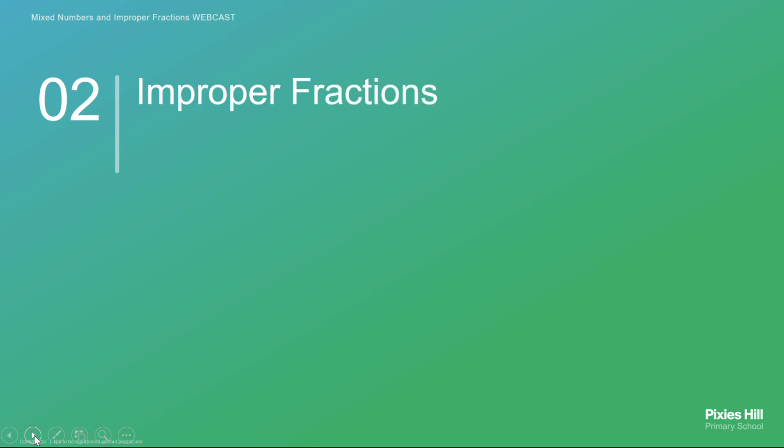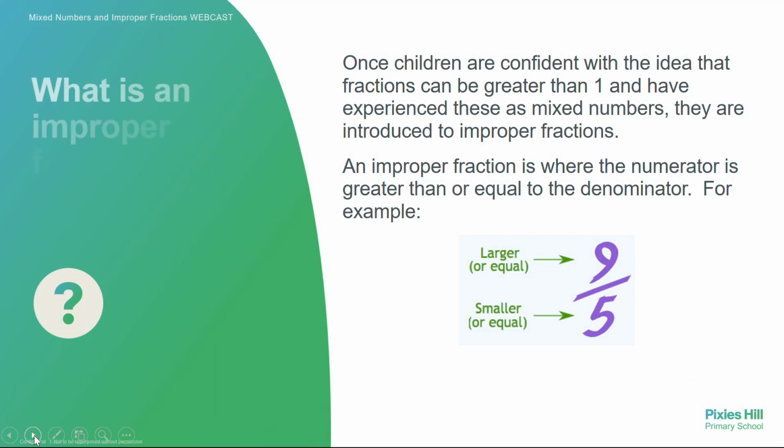Now we're going to take a look at improper fractions. Once children are confident with the idea that fractions can be greater than 1 and have experienced these as mixed numbers, they are introduced to improper fractions. An improper fraction is where the numerator is greater than or equal to the denominator. Sometimes these fractions are also referred to as being top-heavy.